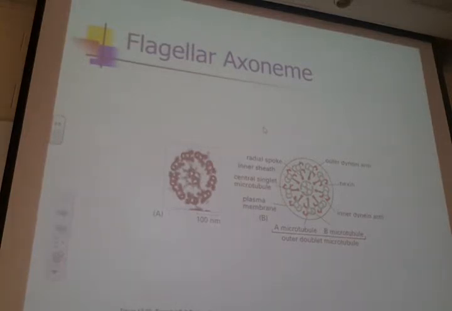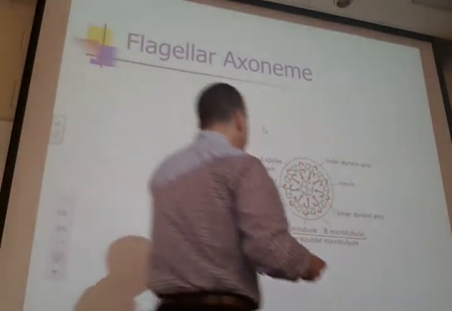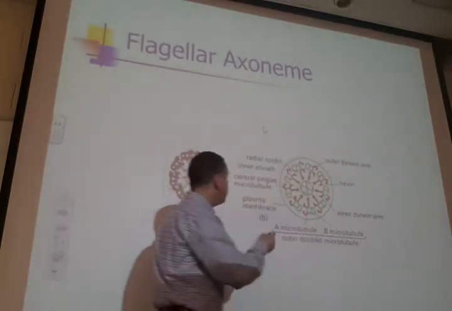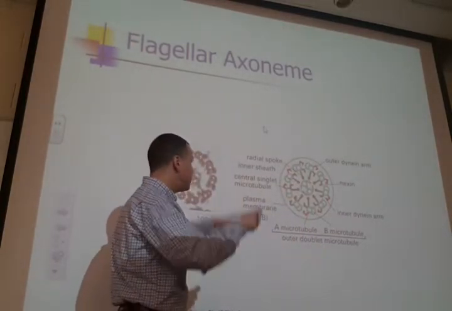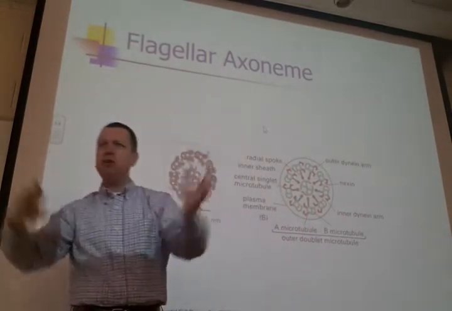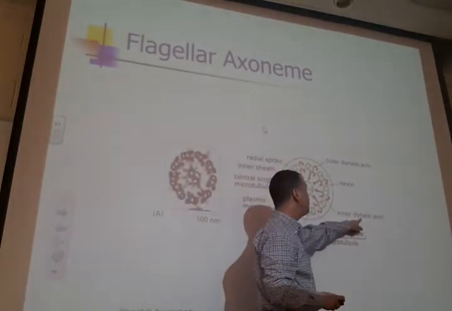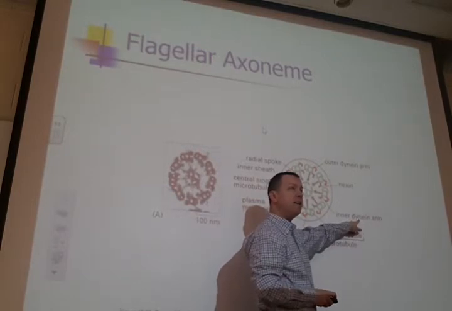And then there are all kinds of other proteins. As you can see, you don't need to worry about them, but they put some of the names on here. But you can see all these other proteins that are cross-linking all this stuff together and making kind of a complete structure. The one, though, that we do need to think about is dynein.